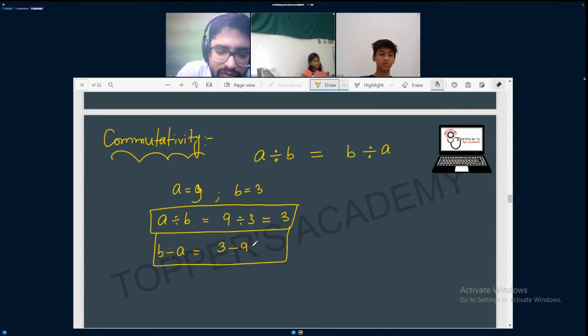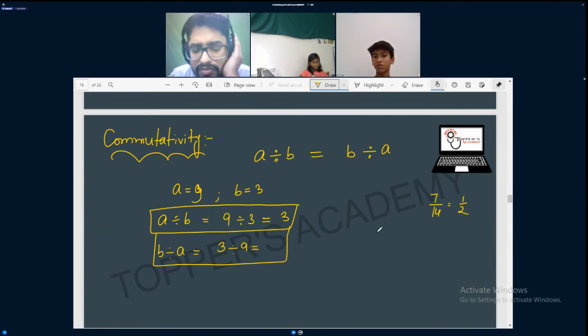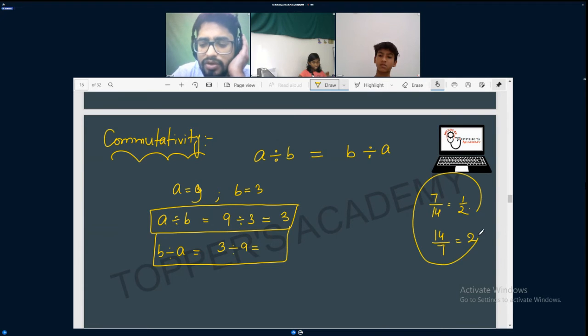What I was about to say was it is no, because when you divide two whole numbers, like 7 divided by 14, that equals 1 by 2, and it's not a whole number. Yes, very good. Similarly, 7 by 14 is half, and 14 by 7 is 2. Both are not the same. A divided by B and B divided by A are different.